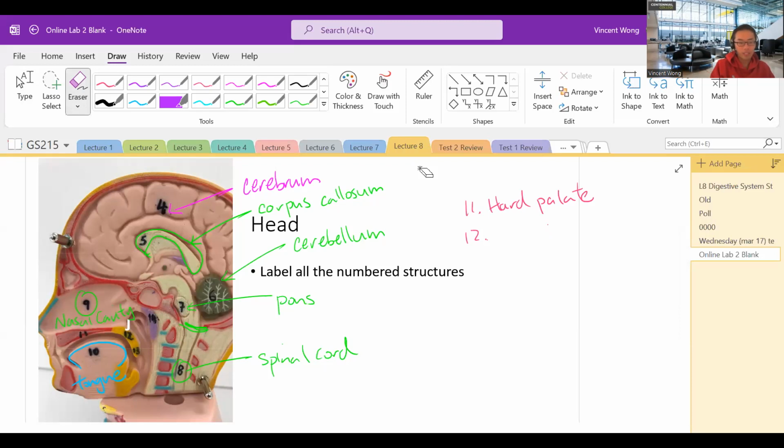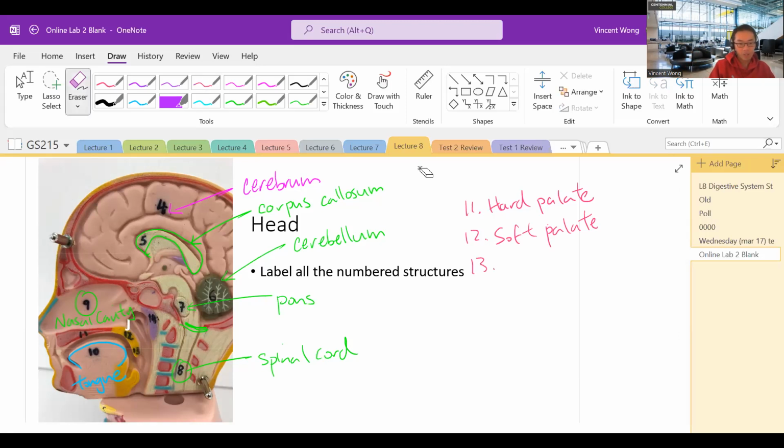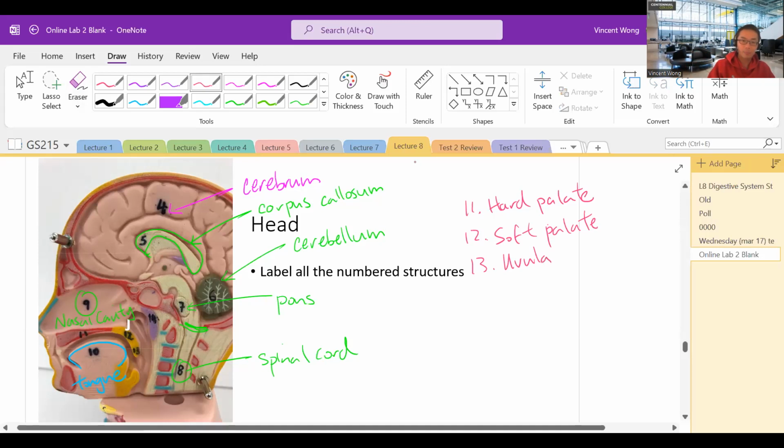And 12, by the time you get to 12, that would be the soft palate. If you curl your tongue and then you feel the top towards the back, it no longer feels hard, right? It's just like tissue. That's the soft palate. And the extension of the soft palate is the uvula. Okay.